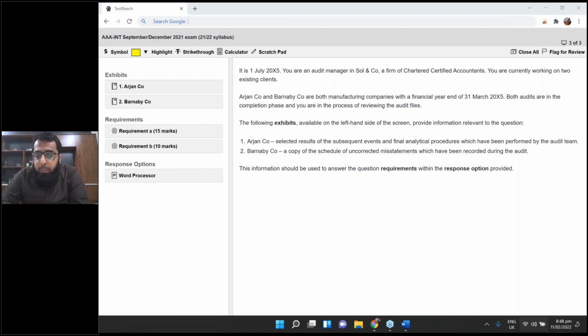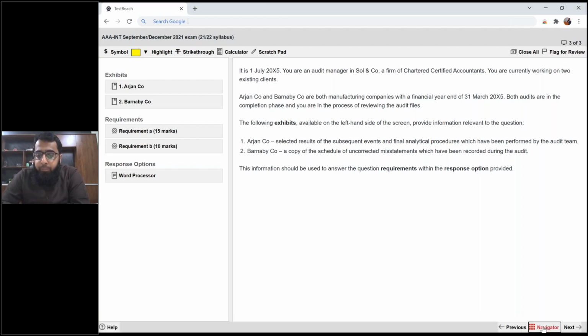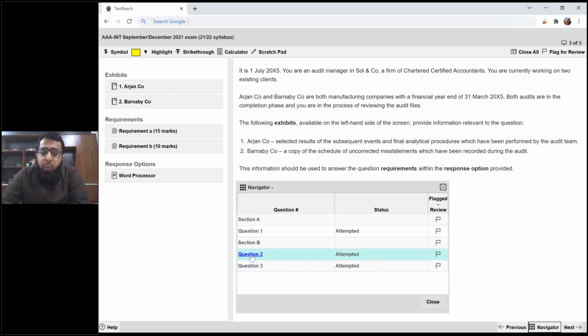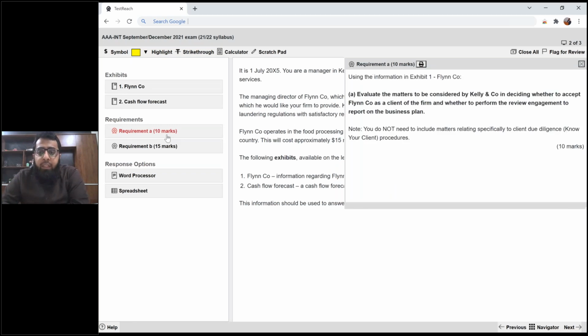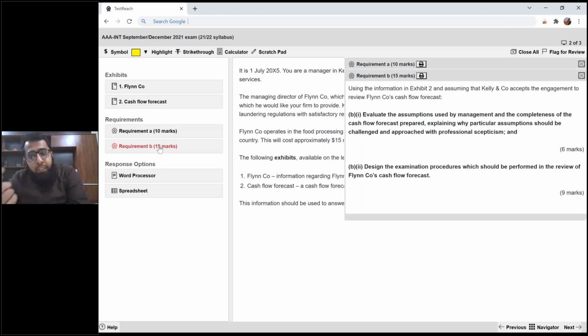Then if I go to question number two, if you people remember, it was a question on forecast financial statements, PFI. This was a very easy requirement. There were factors to consider before accepting a client, which related to ethics. And in part B, there was commentary on the assumptions and procedures. This question was pretty much straightforward, I would say.